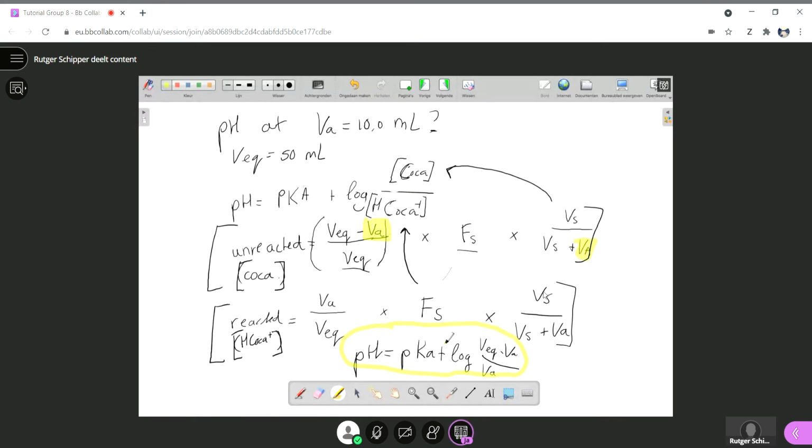So this formula is very important. You can always use it. If you do not prefer it and you prefer these two, you can always use these two, but this is just a lot faster, right?